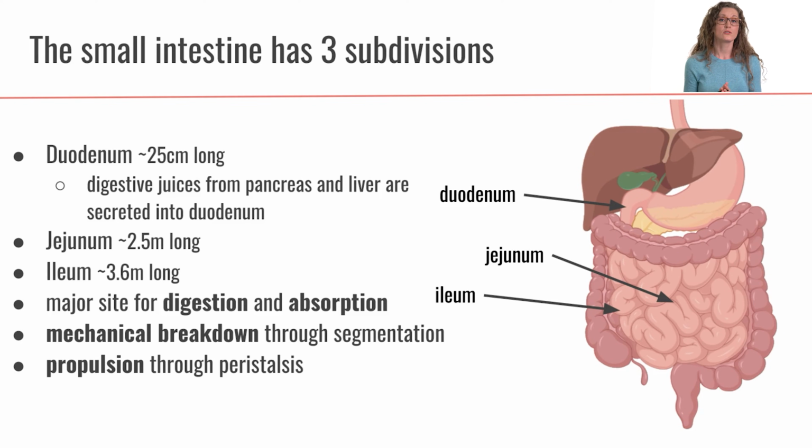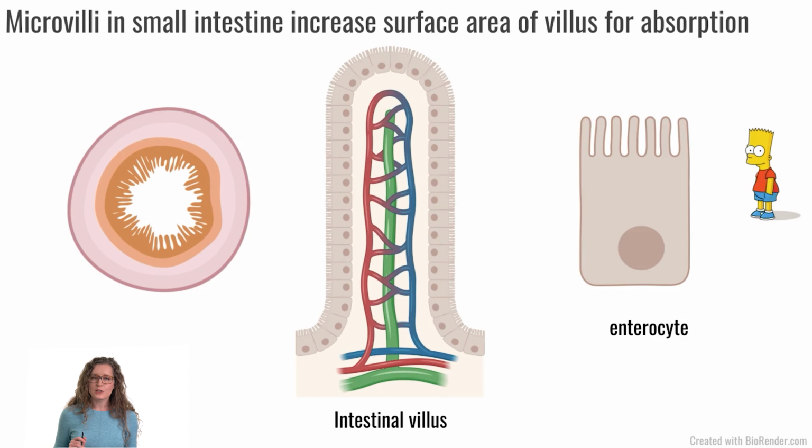The small intestine is also going to be involved in mechanical breakdown through segmentation. So that's kind of the squishing back and forth. And then additionally, in order for this food to get all the way through our intestine, the small intestine is also involved in propulsion through peristalsis. So that's the movement like pushing toothpaste through a tube. So let's take a little closer look at the structure of the small intestine.